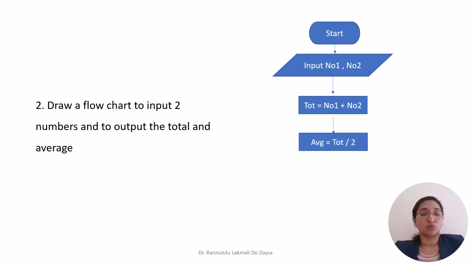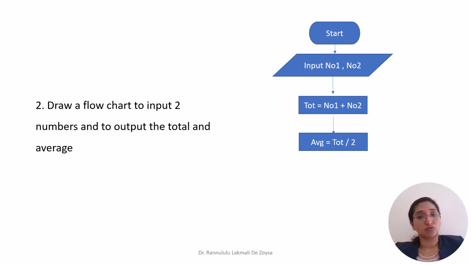Average equals total divided by 2. Now here, if you write average equals number 1 plus number 2 divided by 2, rather than writing it like this, is it correct or incorrect? Logically, it's correct, because you add the two numbers and you divide it by 2.